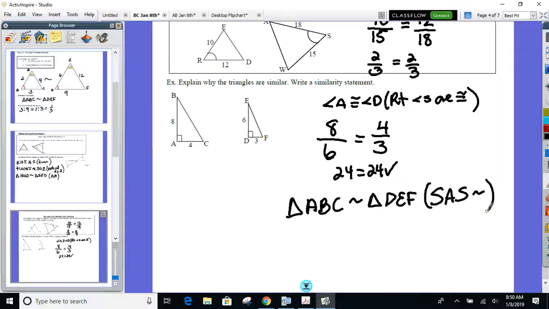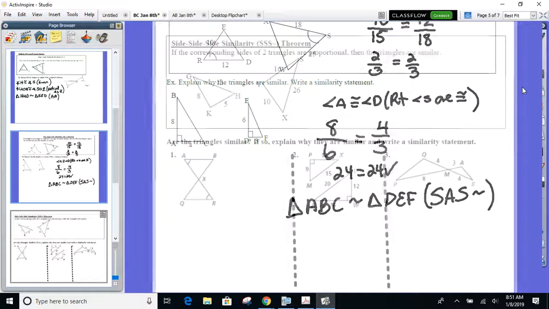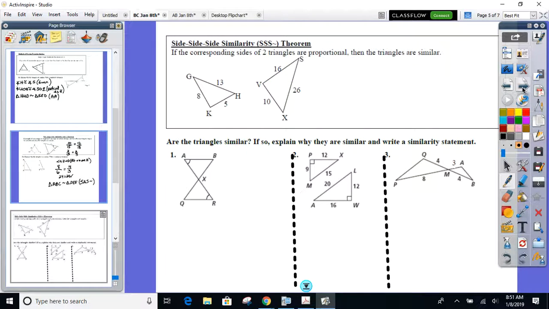All good. Quick recap, one way to prove triangles similar: angle, angle, and then side, angle, side similarity. The third and final way would be side-side-side similarity, which means I know nothing about the angles, but all three pairs of sides are in the same ratio. First question I always get with this method: how do I know which sides match up?